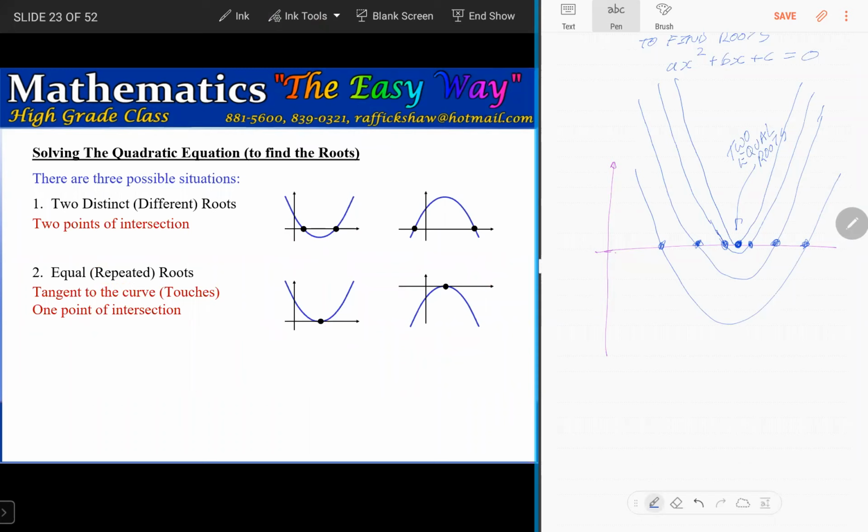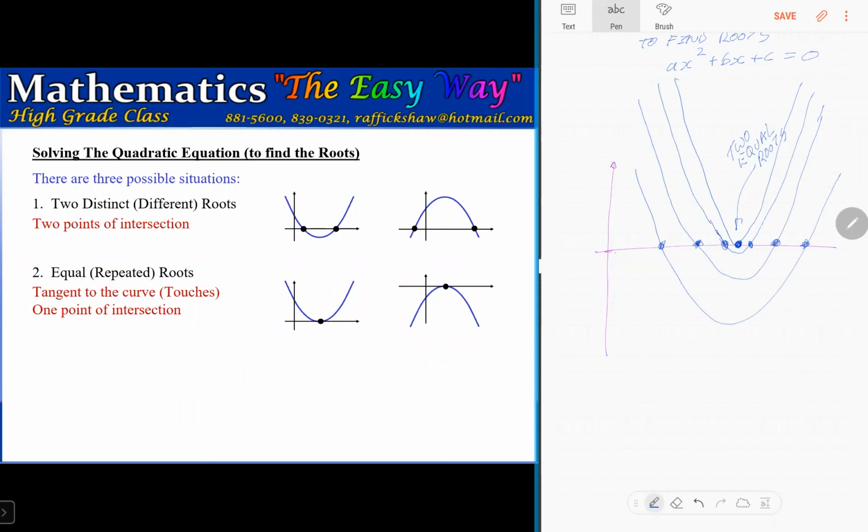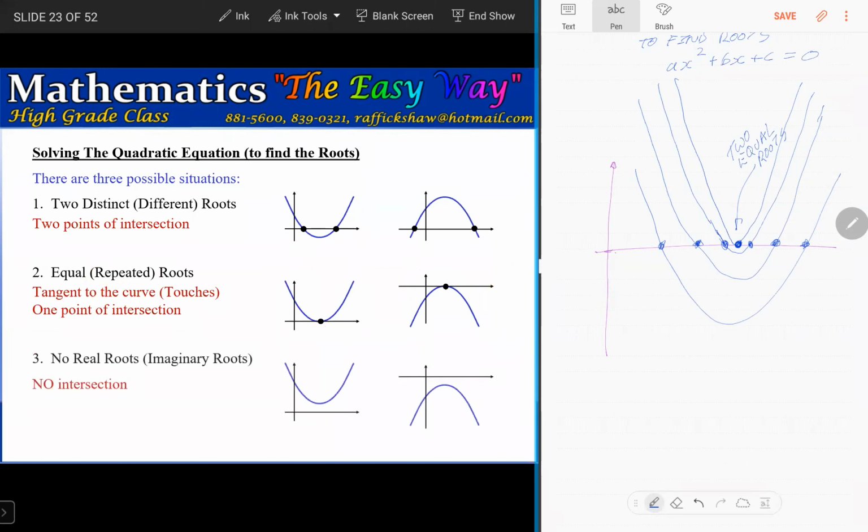And there's also the possibility where I can push the graph further up such that it doesn't intersect the x-axis at all. What do you say in this case? In this case, you say that there are no real roots. The roots are not real. You still have two roots, but they are not real.